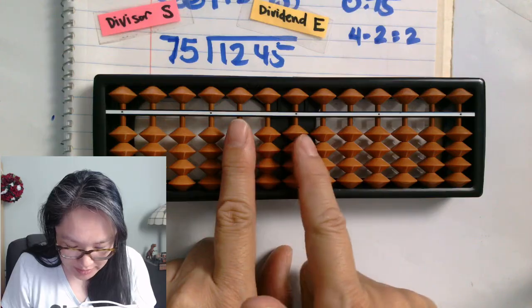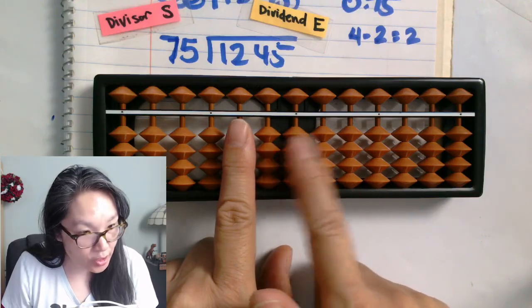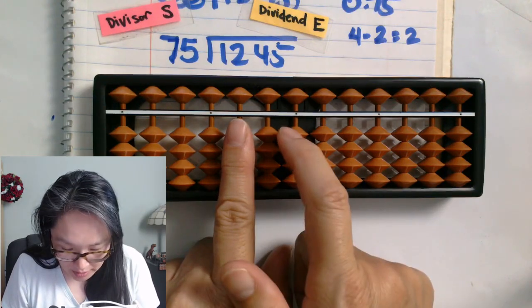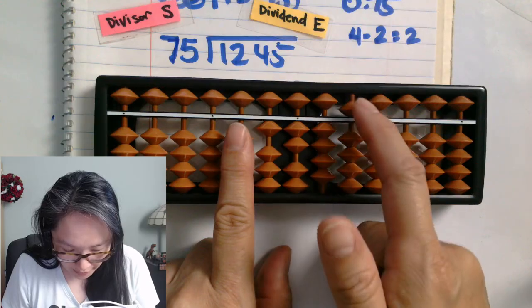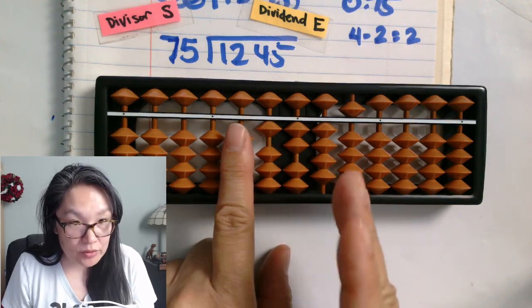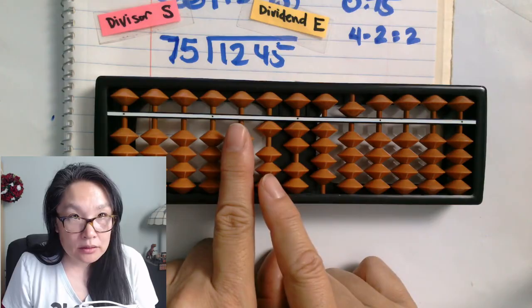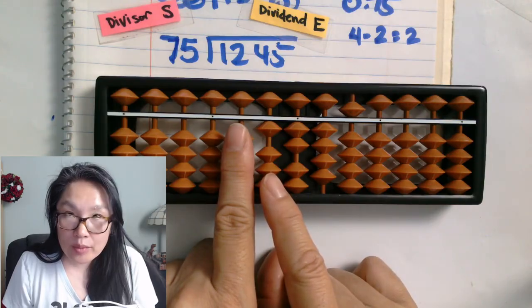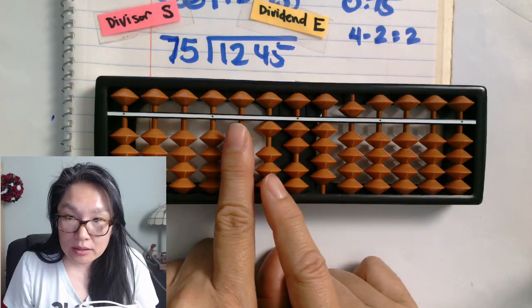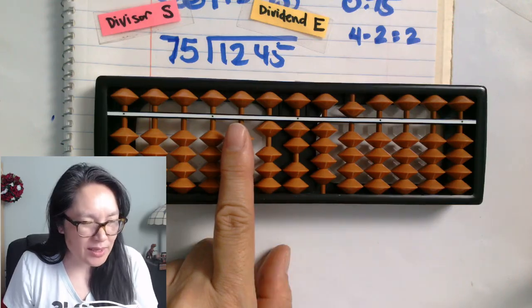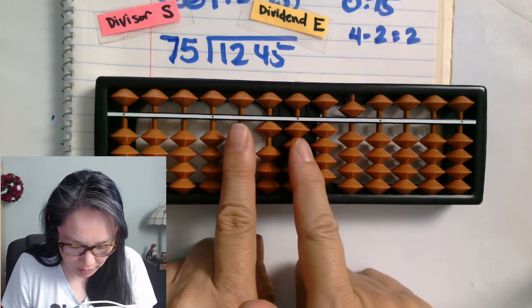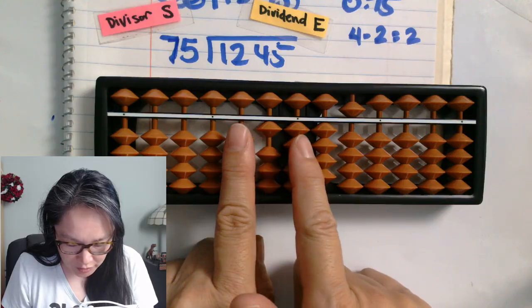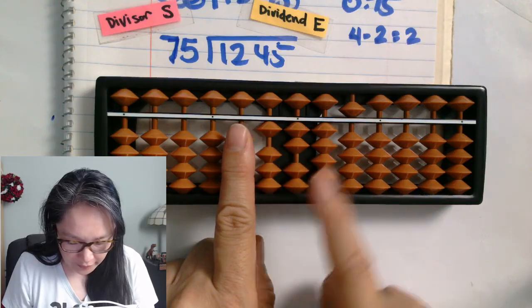We have to put our dividend here because we're going to do subtraction with the dividend. So it's 1, 2, 4, 5. We're not looking at place values. We're looking at just placing them. Does that make sense? We're not looking at this as 12. We're looking at this as 1, 2, 4, 5.